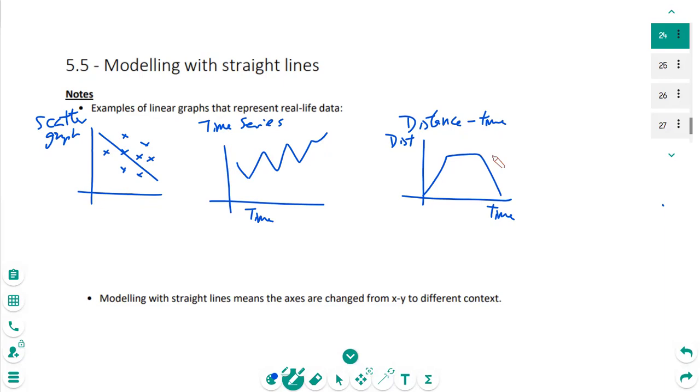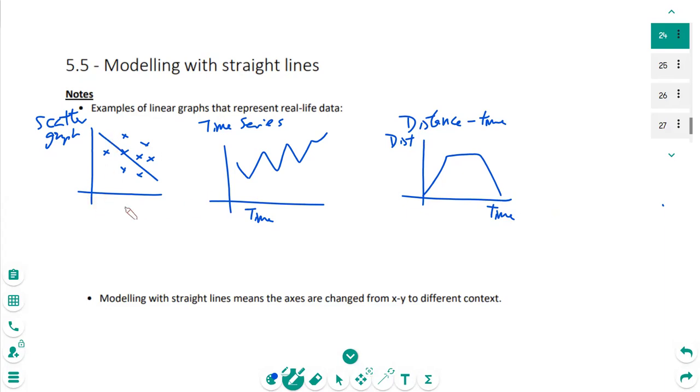Distance-time graph, straight lines, even though if we know our physics, our science, we know it's unlikely to be a straight line in real life. But anyway, for a simpler model, it could be a straight line. So modeling straight lines simply means the axes are changed from x and y to a different context. In a distance-time graph, the y-axis becomes distance, the x-axis becomes time, and here's time as well.